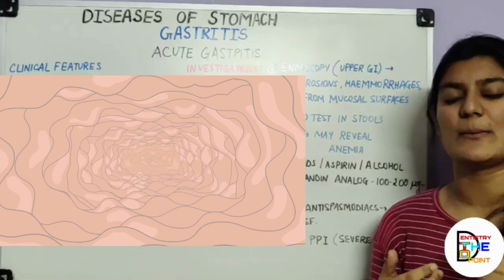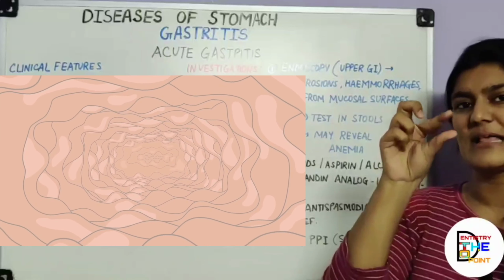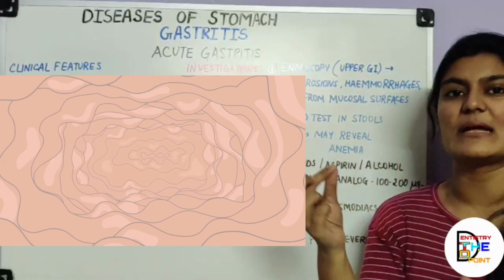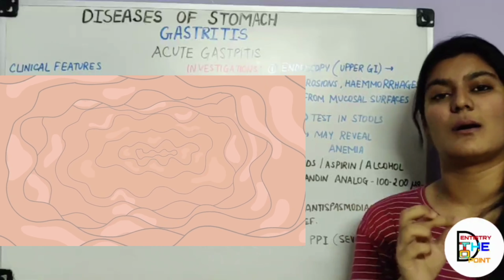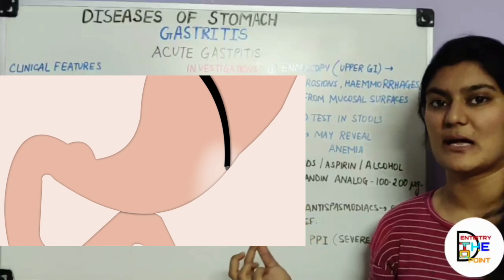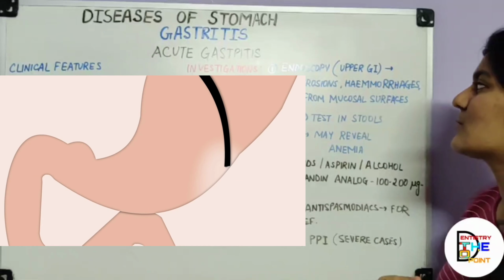so it sees any kind of erosions or hemorrhages, and also I've said that it has that instrument, so if we see any abnormality, we can take that, so that later on biopsy can be done of it. So this is how the endoscope works.